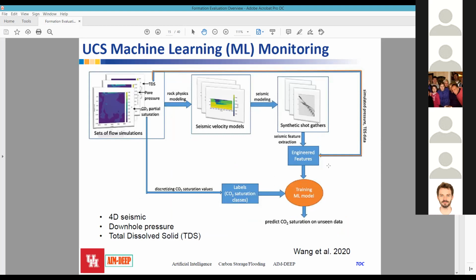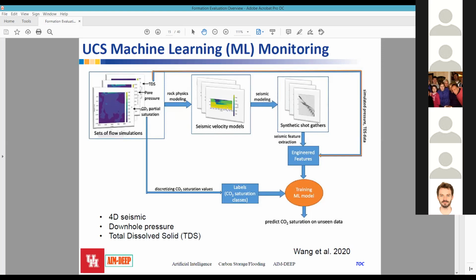This is another recent paper, which I call machine learning monitoring. They start again with a set of known cases, including the known total dissolved solids, they call it TDS, and then known pore pressure cases and known CO2 partial saturation. All the output of the reservoir simulator is going to be converted to the seismic velocity model using the known or assumed rock physics model.